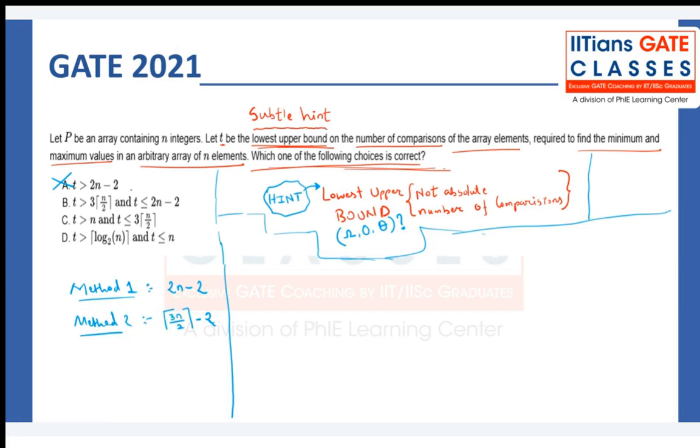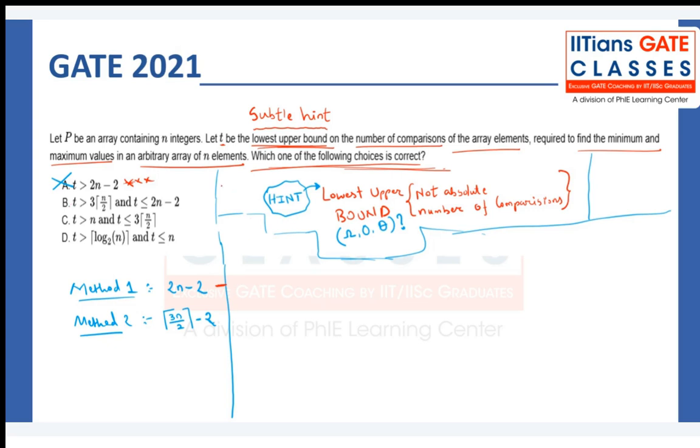Good. Thank you. So it says that p is greater than 2n minus 2, which is outright false because even our worst method gives us at most these many comparisons. So it cannot be greater than that. So we can outright reject it. Good. Thank you. Okay, so we'll discuss this.